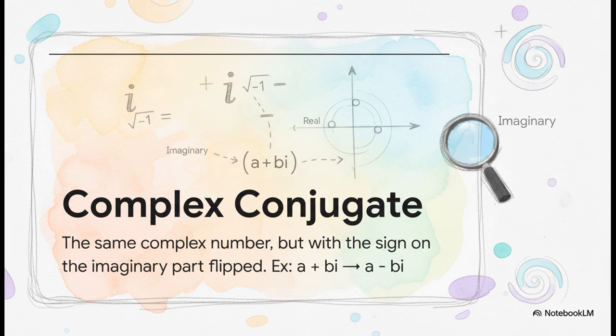Now, why do we care? Well, it's kind of like a rule in math. You're not supposed to leave a square root in the bottom of a fraction. And i is just that, a square root. The conjugate is our special tool for getting rid of it.